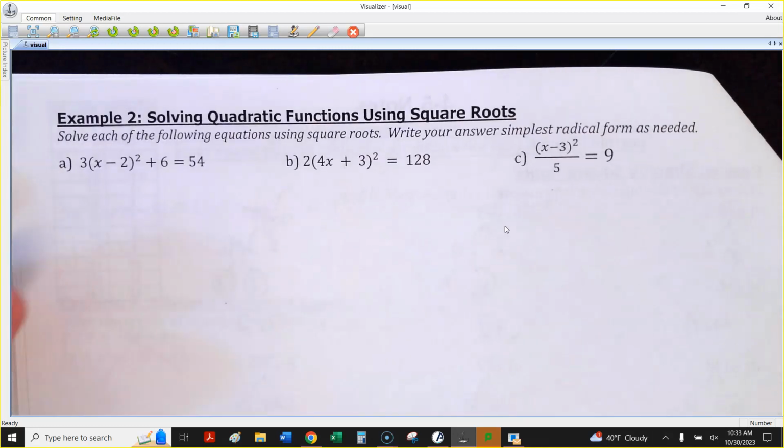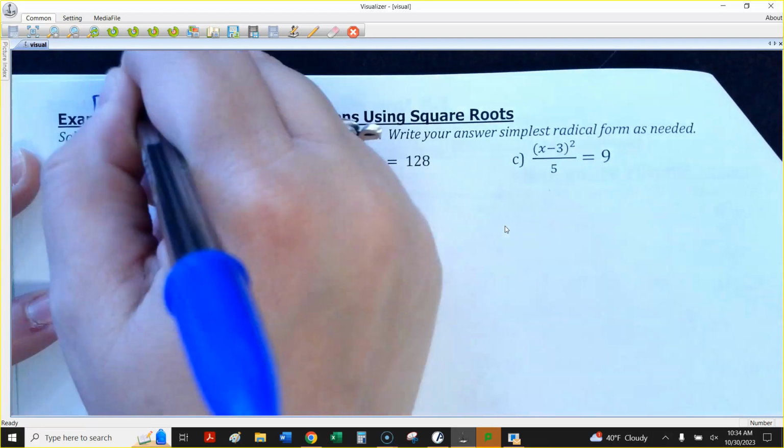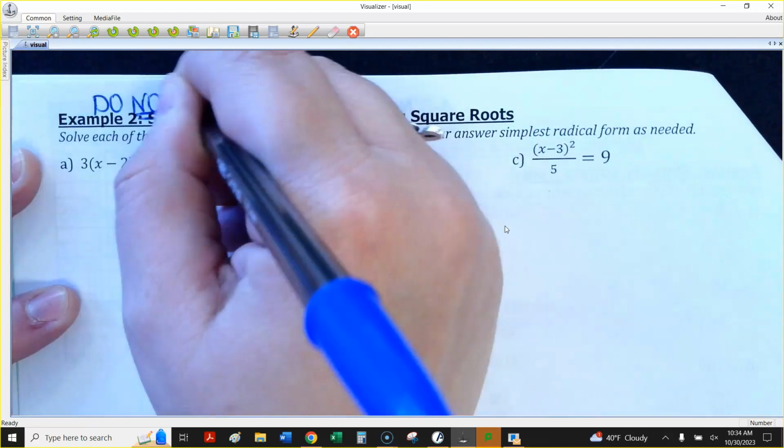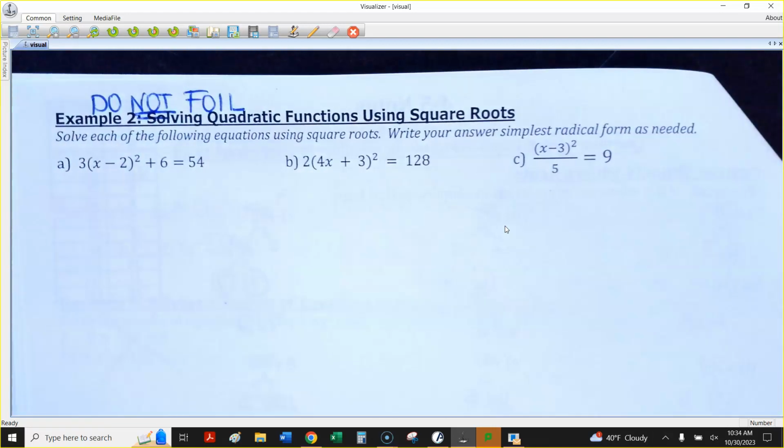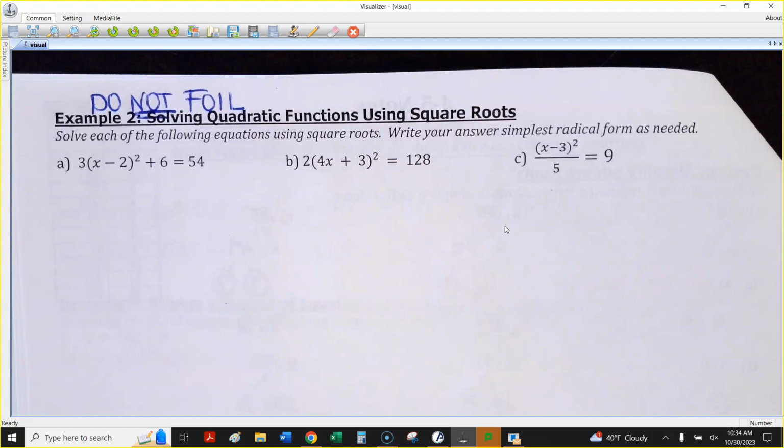But if you're solving an equation, don't FOIL or box or whatever you use. Do not FOIL any of these questions if it's an equation that you are trying to solve. Like if I'm trying to write it in standard form, we got to do it. But if it's an equation I am trying to solve, you want these parentheses. And trust me, they'll make it so much easier to work with.